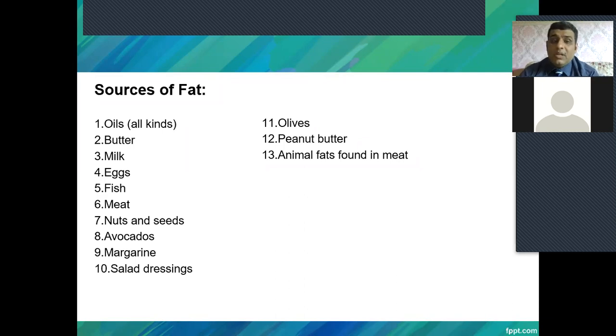Then butter, milk, eggs: milk does have a portion of fat. Sometimes the milk is labeled as no fat included. They mean that it has been processed and the fat components removed. But we need some fat.